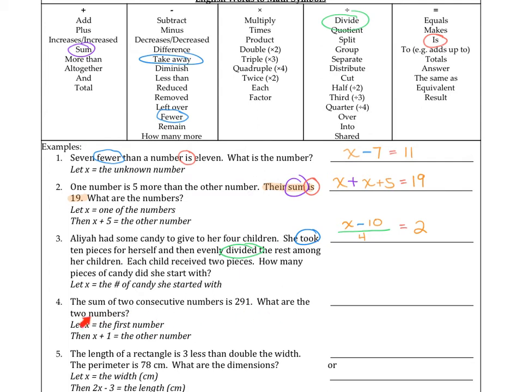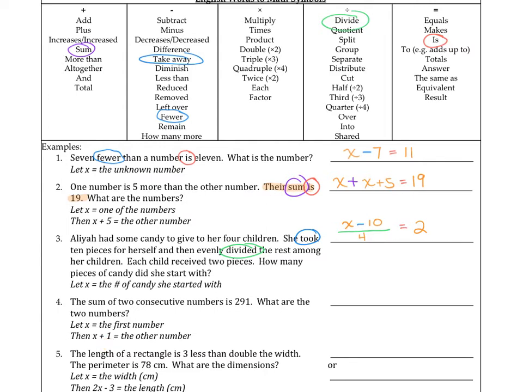If there are 2 things you're solving for, like in this question, you were solving for 2 different numbers. In the previous question, we were only solving for 1 number. This question, we're solving for 2 numbers. So we need a let and a then statement. So x is going to be the first number. And because they're consecutive, that means one right after the other, then x plus 1 would be the other number. Because to make it consecutive, you just have to add 1 to it.